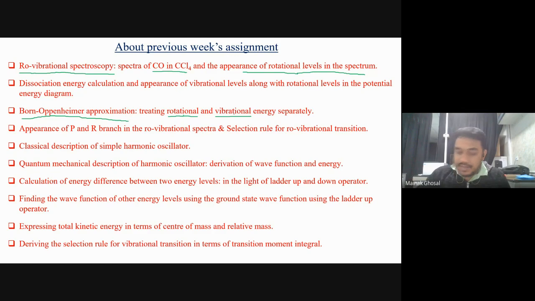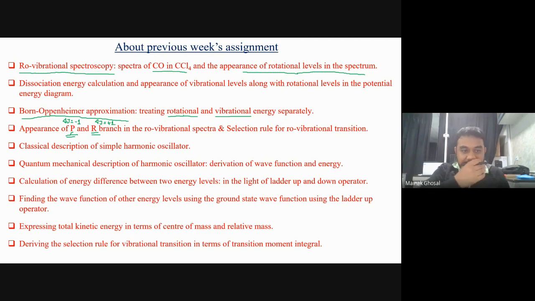Then it was discussed that other than the fundamental transition, there could be two types of band: the P branch transition and the R branch transition. These two correspond to selection rules. The P branch transition corresponds to the selection rule delta J equals -1, and the R branch corresponds to delta J equals +1. Hence, for the selection rules, it was derived that for the P branch transition, delta J should be -1, and for the R branch transition, delta J must be +1.